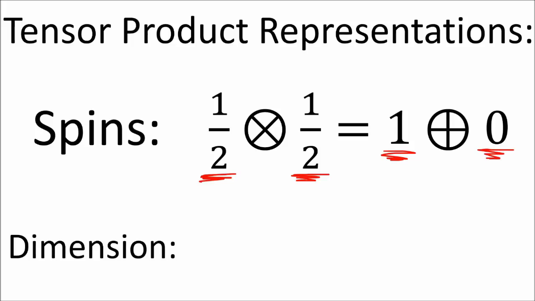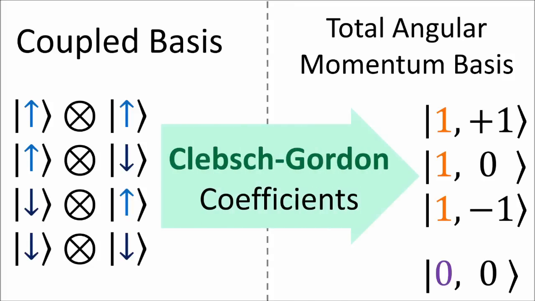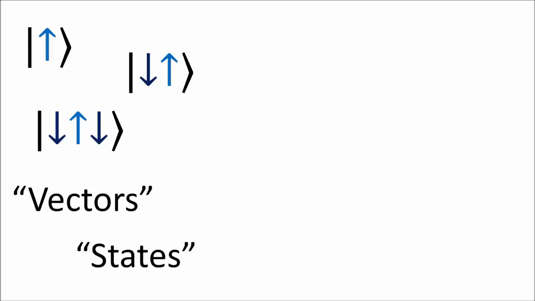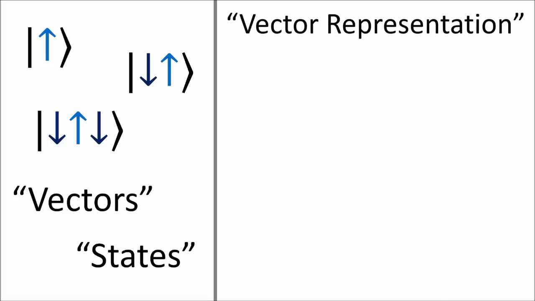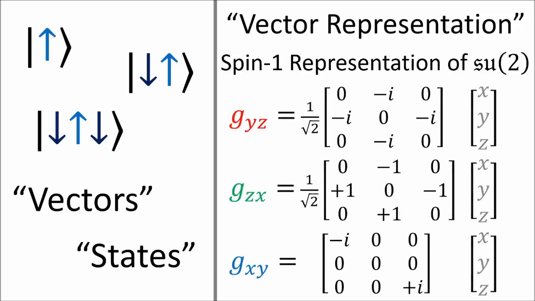Rephrased using dimensions, the tensor product of a pair of 2x2 irreps equals the direct sum of the 3x3 irrep and the 1x1 irrep. This will lead us to the Clebsch-Gordan Coefficients, which tell us how to take spinors in the coupled basis and build states in the total angular momentum basis. Also, in this video, I will often refer to all kets as states or vectors, because they live in vector spaces. But when I talk about the vector representation of SU2, I'm specifically talking about the spin 1 representation of SU2, which transforms 3D vectors.